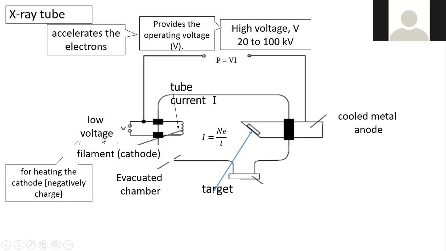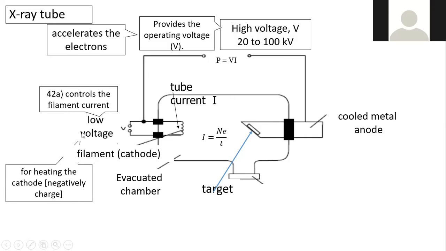And this is a low power supply. It can be AC, can be DC, doesn't matter. The purpose is just to heat up the filament or cathode. The cathode is negatively charged. This is the anode, positively charged. This is the anode, that's the target. So the electron emitted here will be accelerated by this potential to the target.